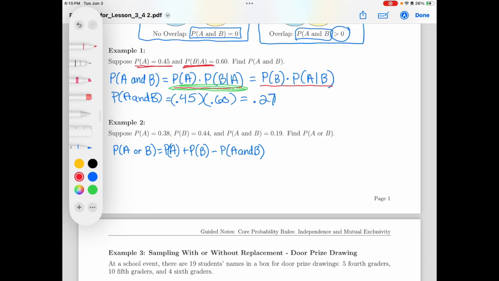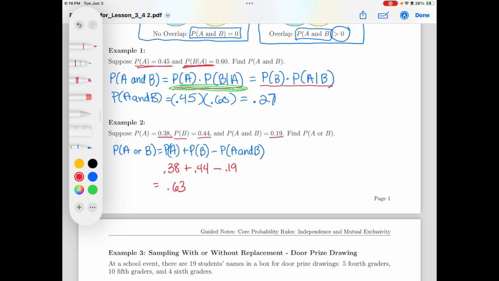In this case, I'm going to substitute the probability of A, and I'm going to put in its place 0.38 because that's what the probability of A is equivalent to. I'm going to replace the probability of B with 0.44. And then I'm going to subtract the probability of A and B, which is 0.19. Now, when I work that out, I'm going to get that the probability of A or B is 0.63. That is the way you can look at it in terms of the formula.